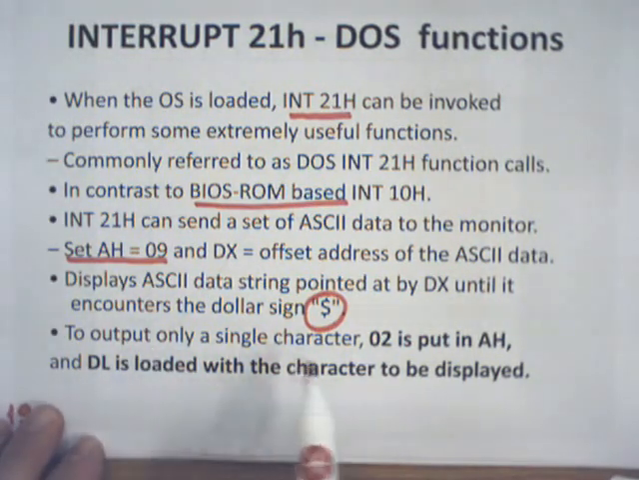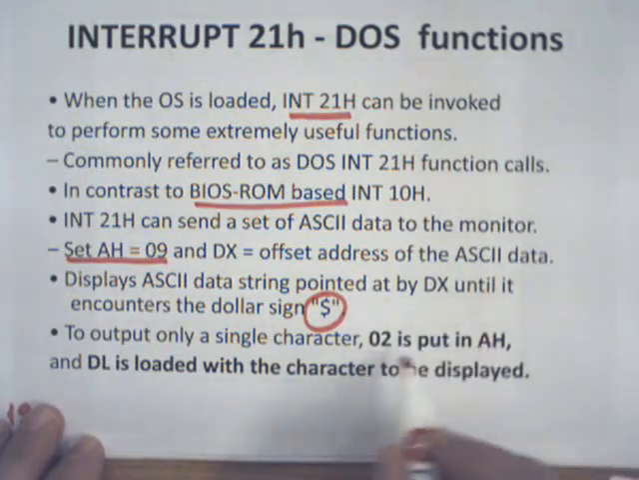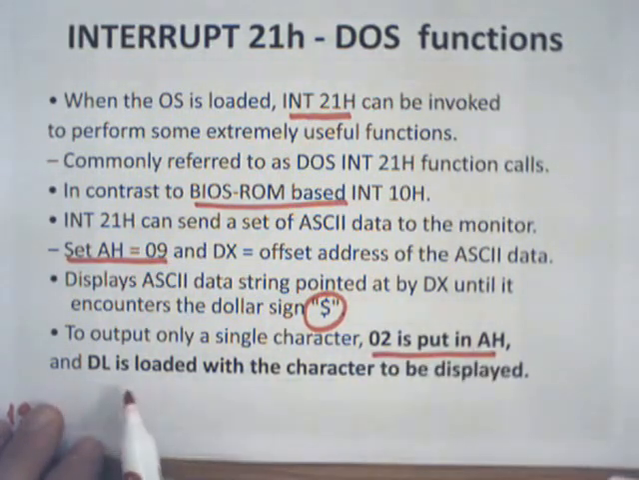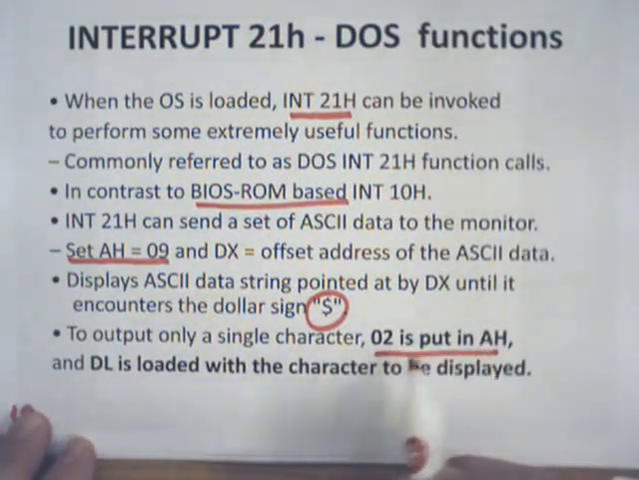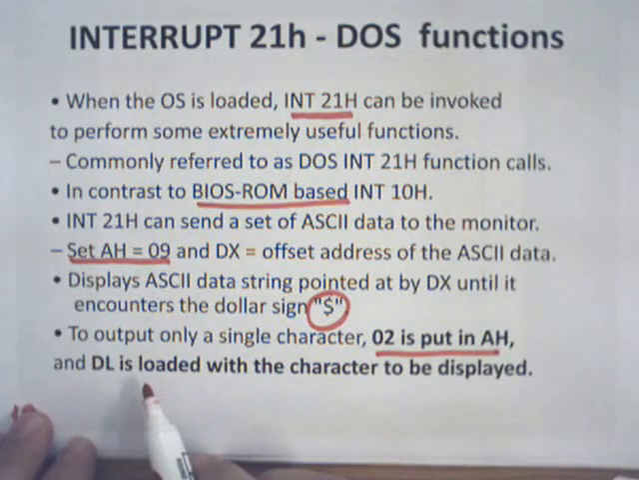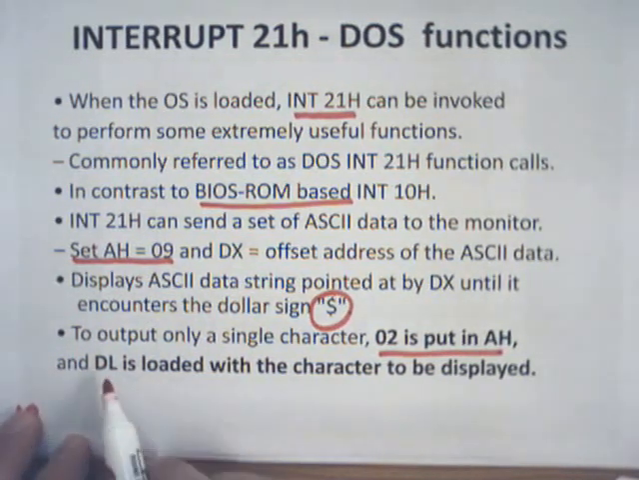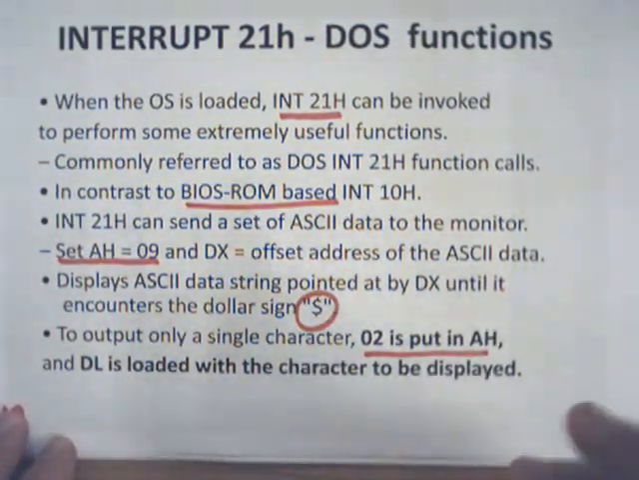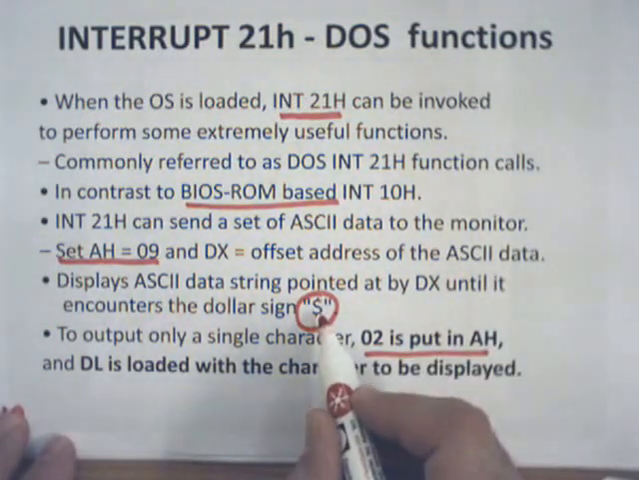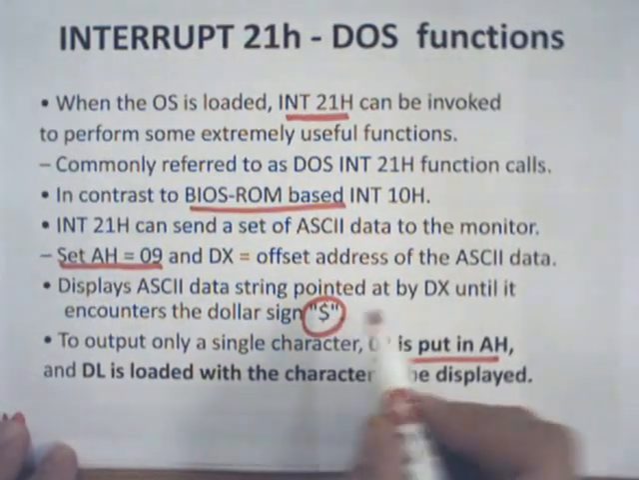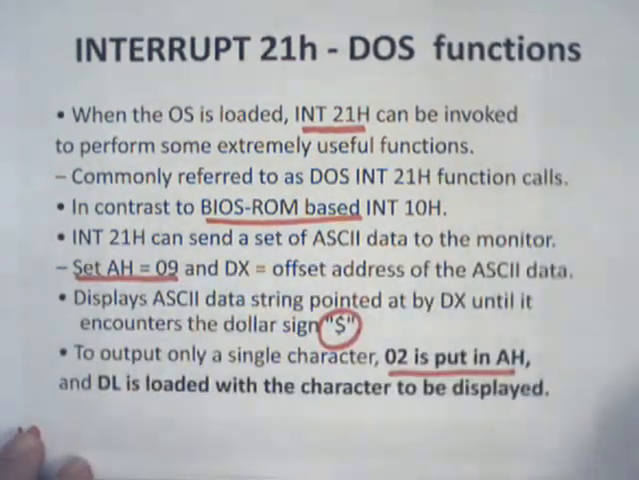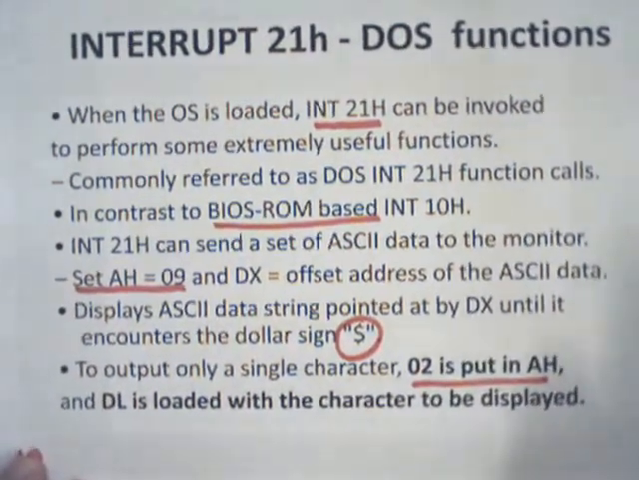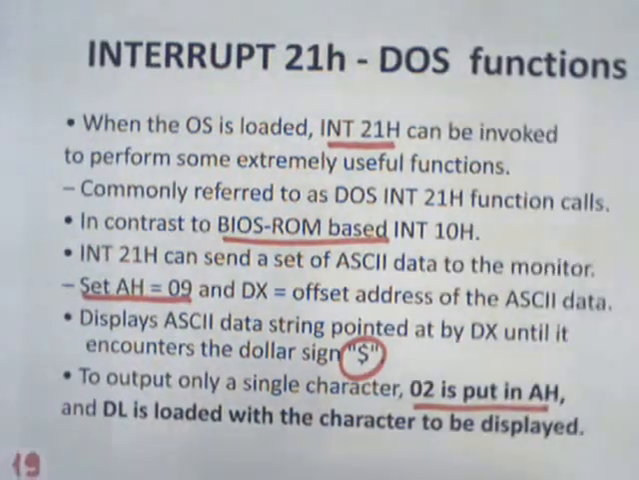To output only a single character, 02 is put in AH, and DL is loaded with the character to be displayed. For more characters, we set a data string in the program. The only requirement is that at the end of the string we place a $, and all the characters are written onto the screen. That means we can display any message to the screen.